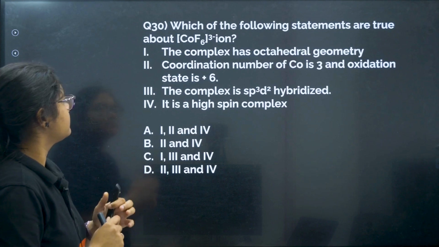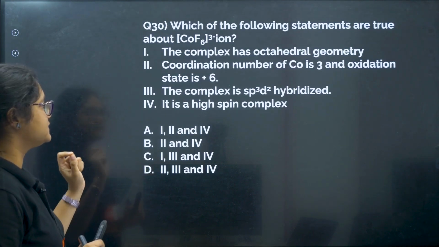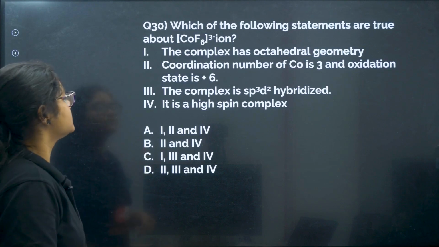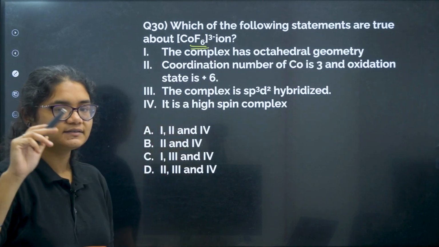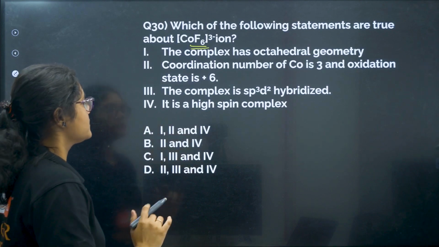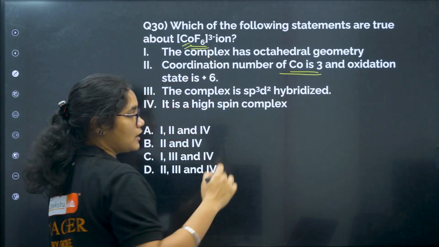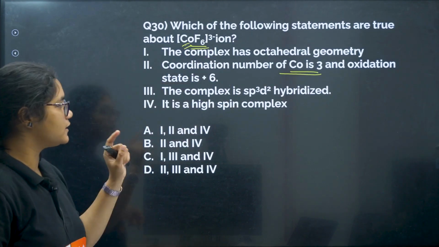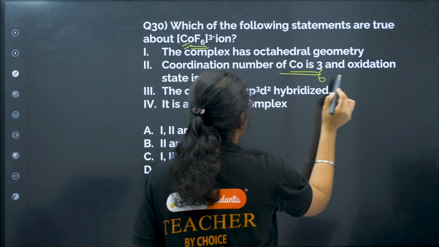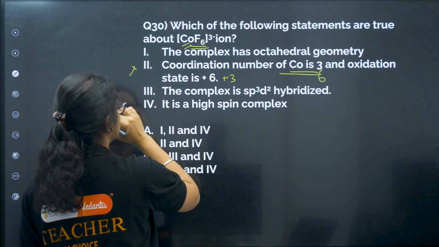Now coming to question number 30. Which of the following statements are true about [CoF6] 3 minus ion? Okay, the complex has octahedral geometry. Yes, if you see, coordination number 6 always has octahedral geometry. Coordination number of Co is 3. Actually, cobalt forms how many linkages, how many bonds with 6 fluorines, right? So the coordination number should be 6. And the oxidation state, if you calculate, should be +3, right? So this statement is incorrect.